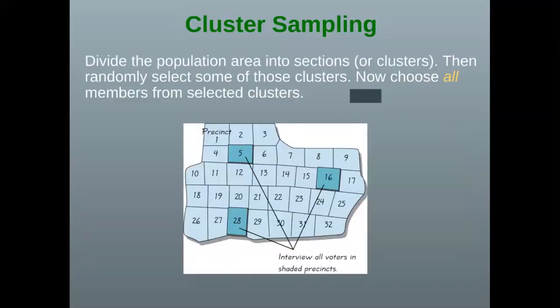Cluster sampling is when we divide the population into different sections or clusters. It's typically done geographically. A lot of the time this is done using counties or other things like that. And then what we do there is we randomly select some clusters or some of those groups, and we sample all of the members in that group, okay?